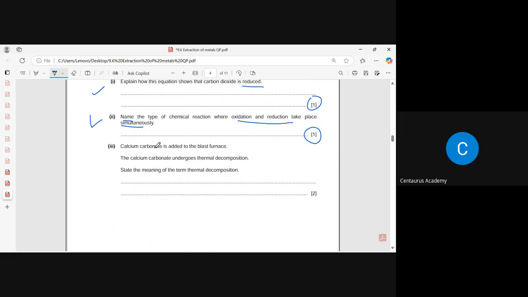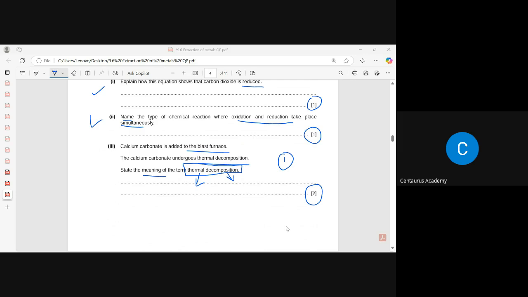Calcium carbonate is added to the blast furnace, and this undergoes thermal decomposition. What is the meaning of the term thermal decomposition? Now, look, usually the terminologies are for 1 mark. When the meaning of the term is asked and it is for 2 marks, this means that they are basically asking you to describe this as well and also to define this decomposition. So you have to mention the meaning of both of these words here.